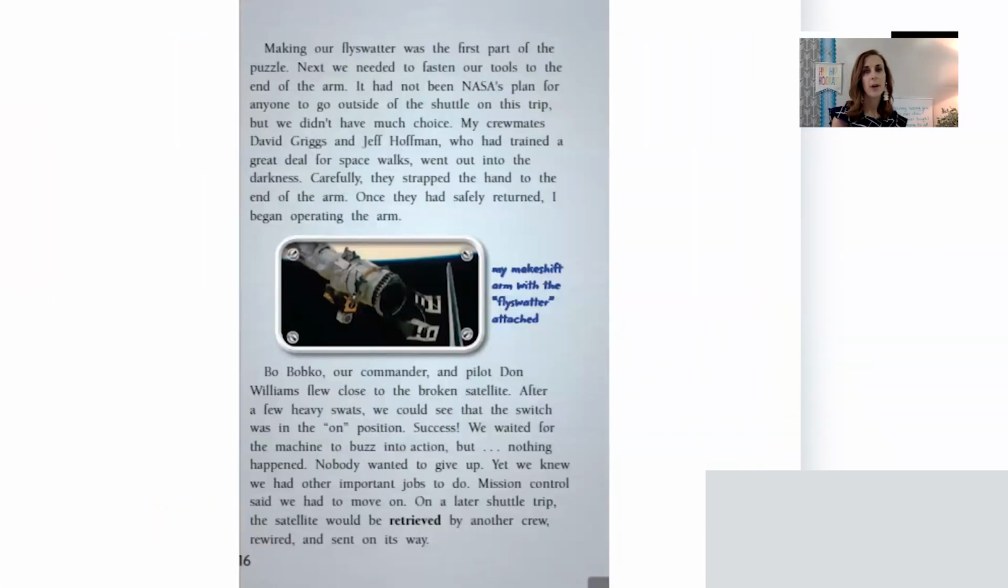Making our fly swatter was the first part of the puzzle. Next, we needed to fasten our tools to the end of the arm. It had not been NASA's plan for anyone to go outside of the shuttle on this trip, but we didn't have much choice. My crewmates, David Griggs and Jeff Hoffman, who had trained a great deal for spacewalks, went out into the darkness. Carefully, they strapped the hand to the end of the arm.